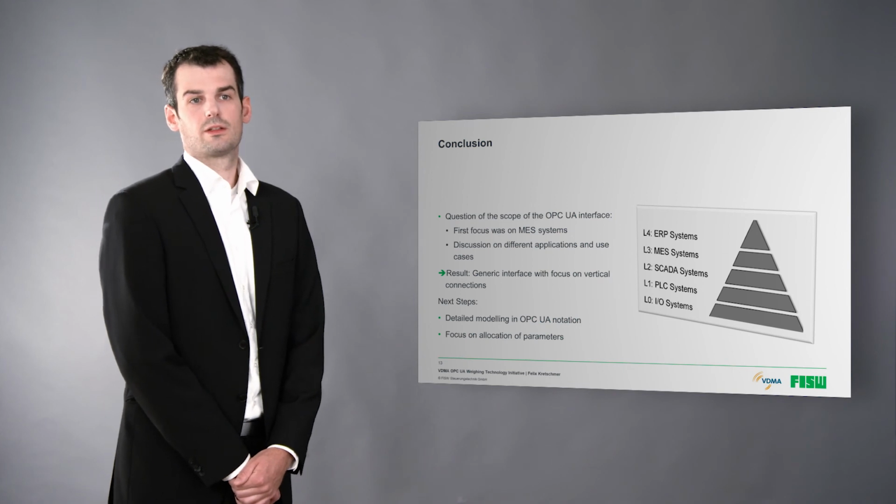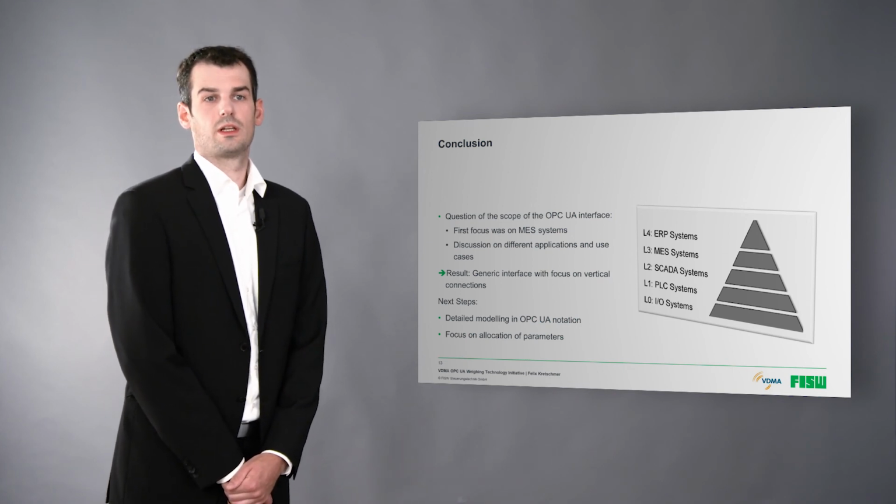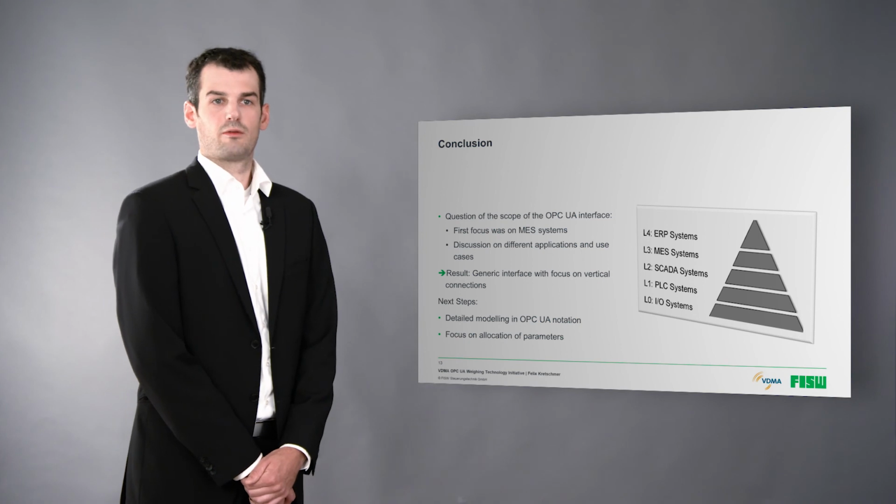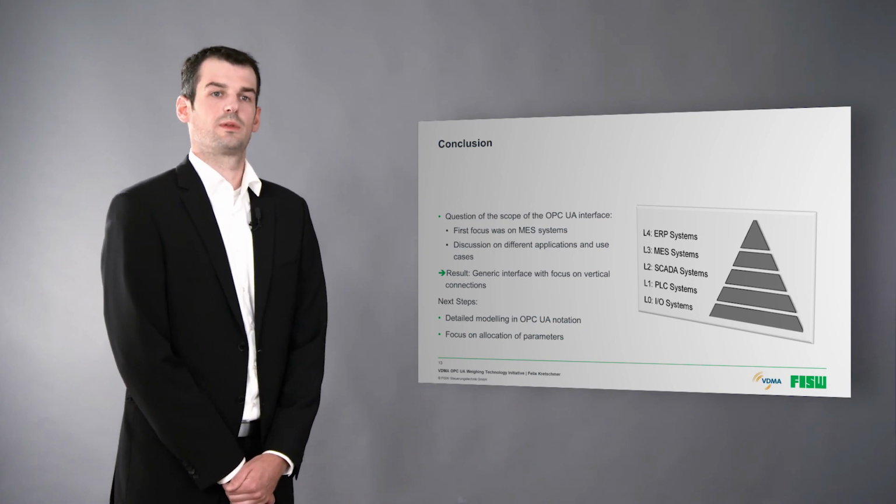So the next thing will be a detailed modeling in OPC notation. We are trying to get everything ready to start into a companion specification for OPC UA. The first next step would be the focus on allocation of parameters. So where are variables and methods used, or where are methods more useful than variables? What are possible alarms and conditions? And each of these things needs to go through a feedback loop with the weighing manufacturers.